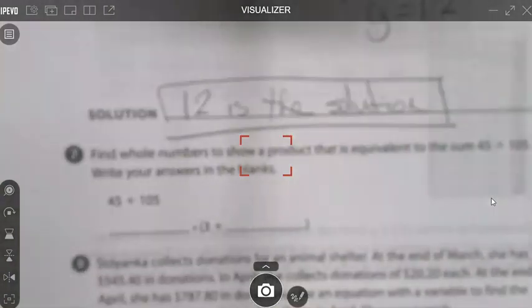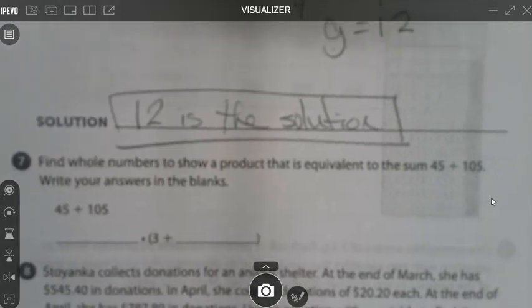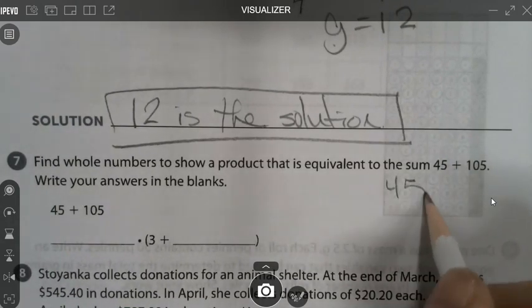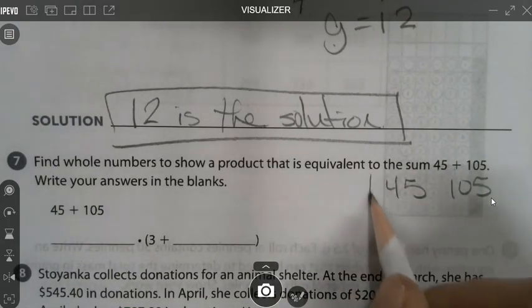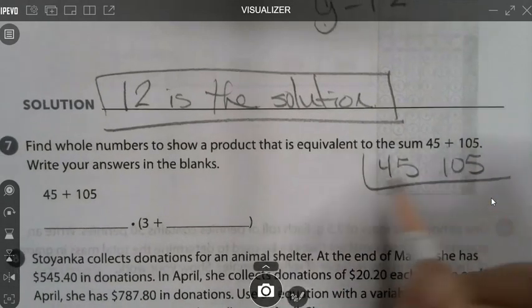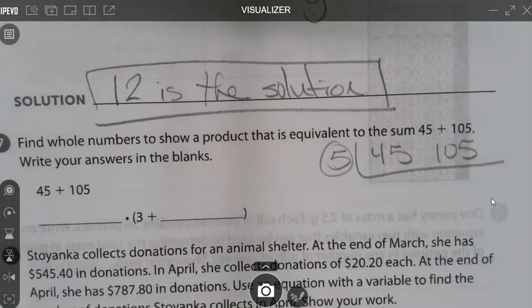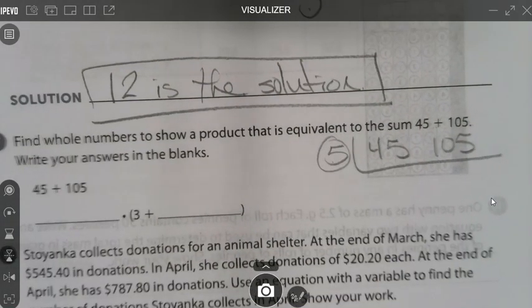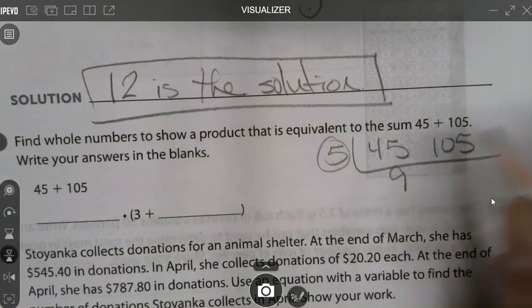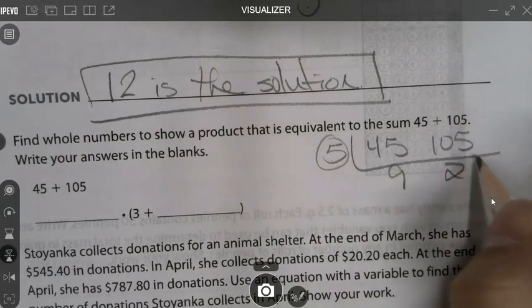Number 7. Find the whole numbers to show the product of 45 plus 105. 45 plus 105. Just pull out your greatest common factor. Well, we know 5 goes into it, so let's do 5. 5 goes into 45 9 times, and 5 goes into 105 21 times.